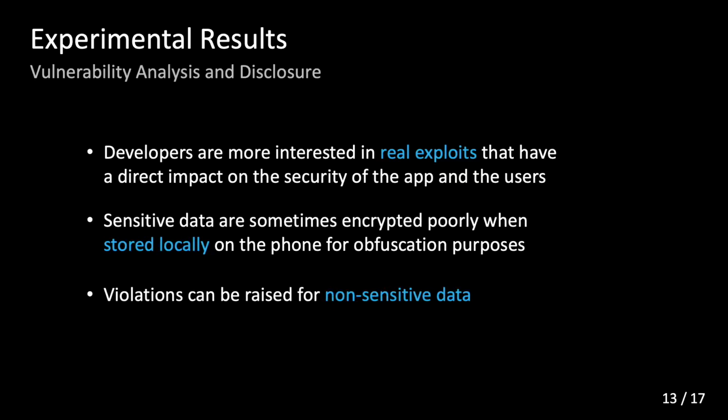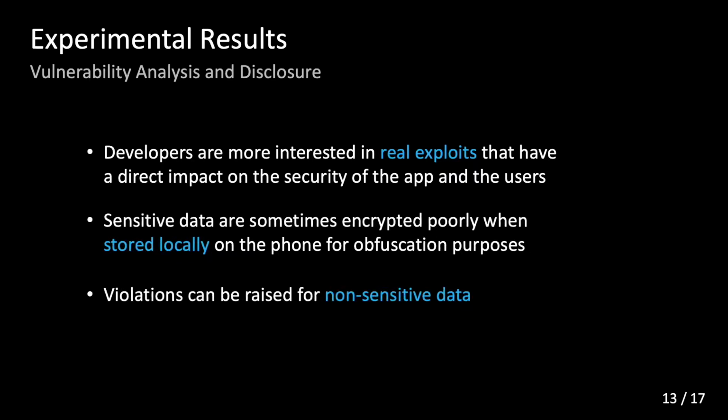First, developers are interested in real exploits that have a direct impact on the security of the applications. Some rules define, for example, the minimum size of a key or the minimum number of iterations to use for key derivation. While these are important rules to follow, their security impact on the particular usage can be difficult to determine. Second, sensitive data are sometimes stored by using poor encryption practices, for example, by employing constant passwords or broken algorithms. These are reported as violations, but they are difficult to exploit by an attacker.